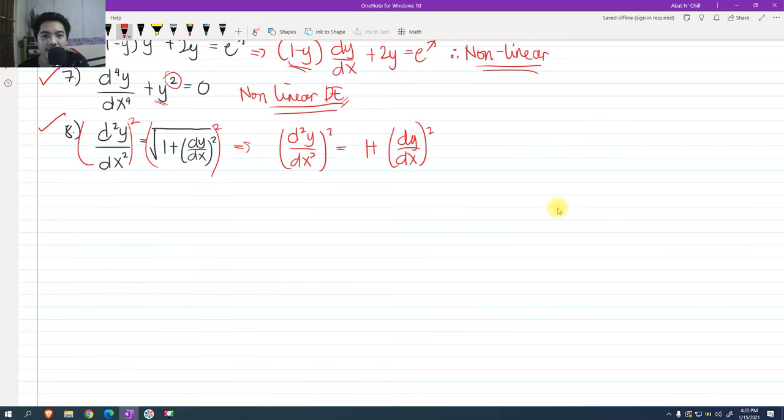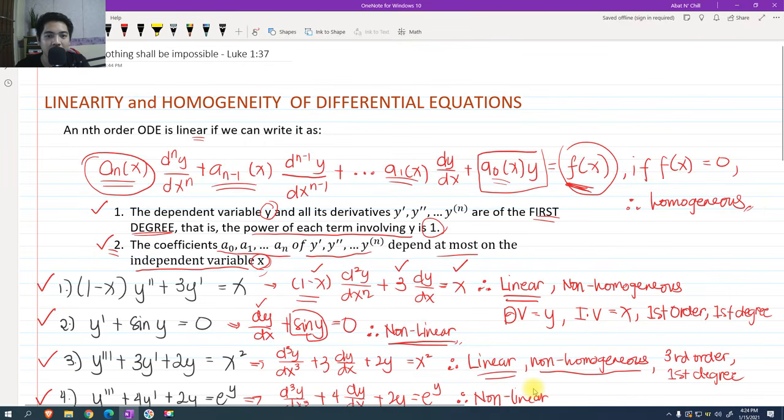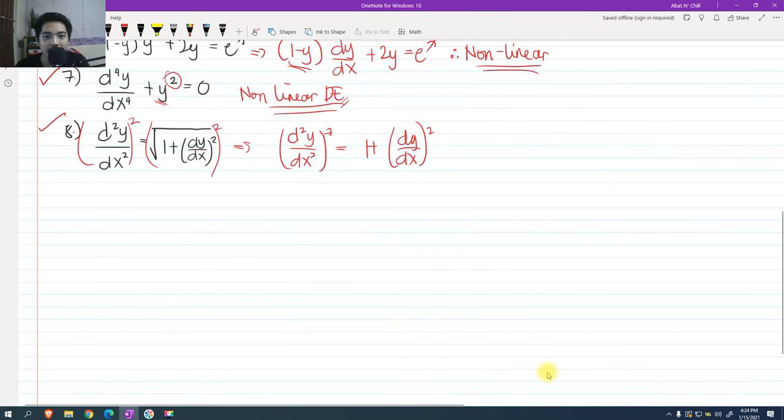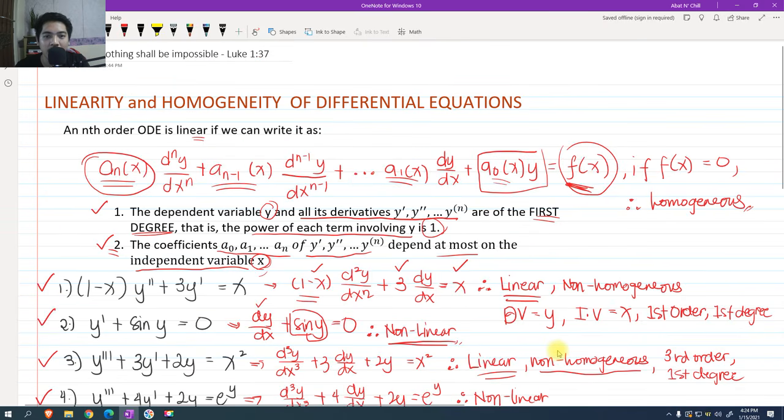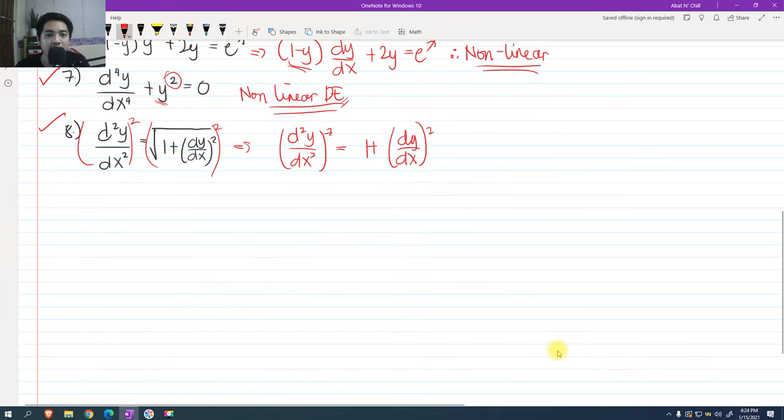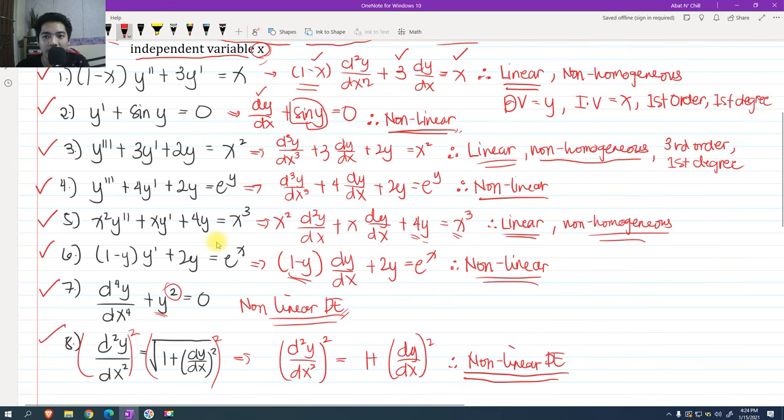Obviously, this is non-linear because again, in our condition, all of the derivatives of the dependent variable y should be raised to a power of first degree, power of 1. Since we have a power of 2 here, it's very obvious that this is a non-linear differential equation.